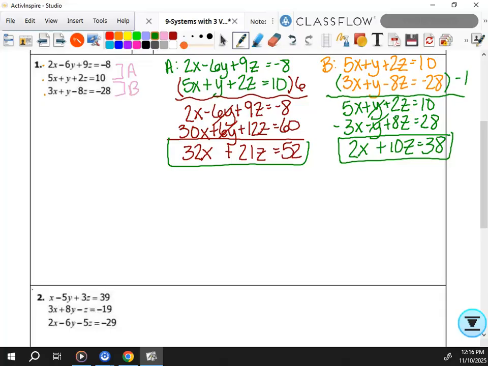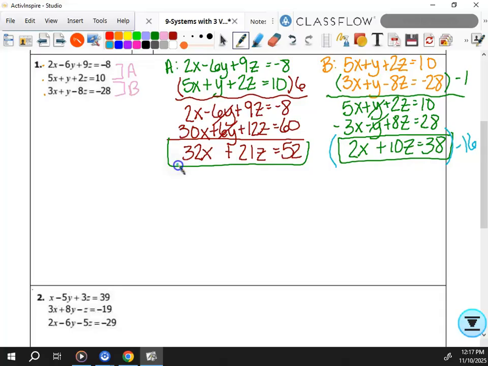What do you think would be easiest to try to get rid of, x or z? Because I'm going to have to multiply at least one of the equations. I would say x, right? And we would multiply the second equation by what? Can I multiply this one by to get rid of x? Yeah, a negative 16, because I want my signs to be opposite, right?